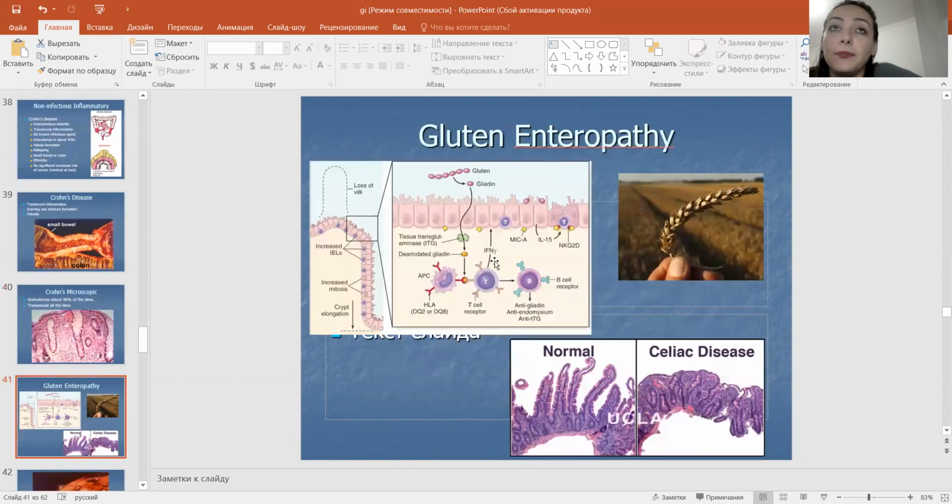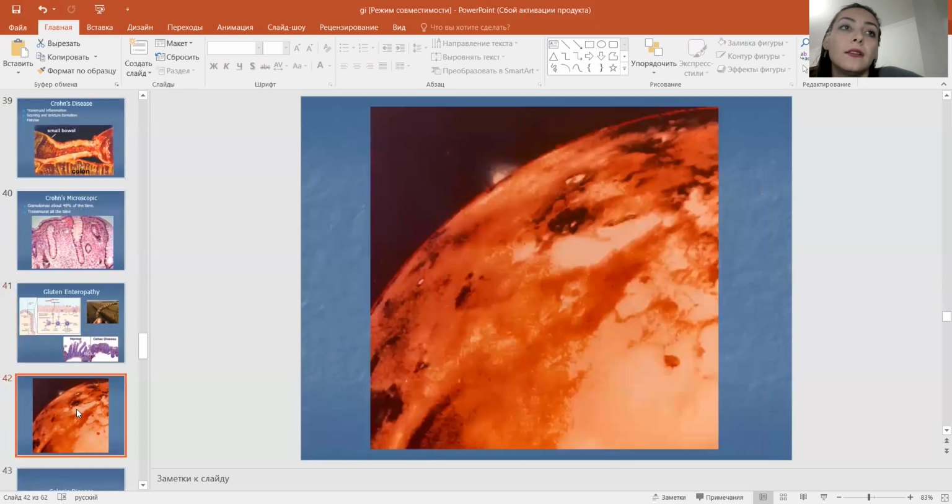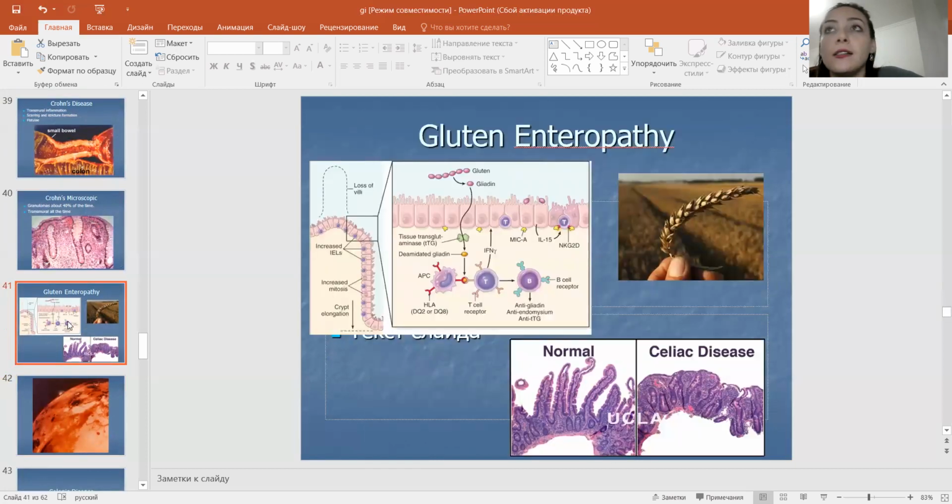Gluten enteropathy. It means gluten is not suitable for these patients, and the structure has many abnormalities, like in celiac disease, you can see atrophy of the mucosal cells. And these patients can't eat any piece of bread.